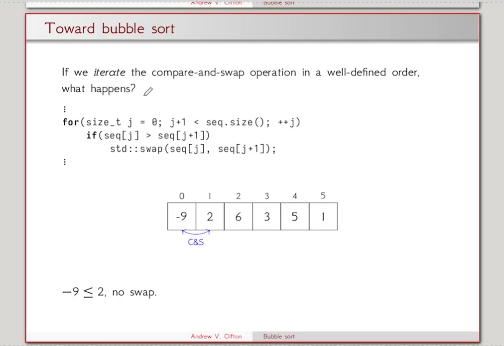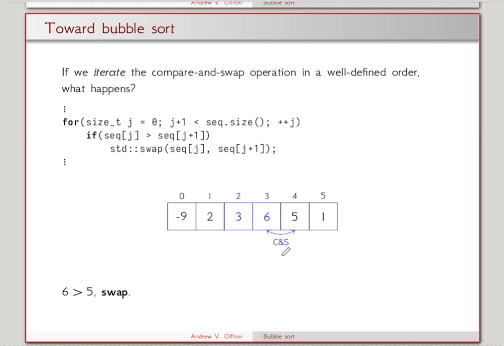So instead of picking elements at random, we're going to iterate the compare and swap in a well-defined order. We're going to start at index 0 and go all the way to the end. Let's do that on this sequence. We compare -9 and 2, and -9 is less than 2, so no swap. We compare 2 and 6, 2 is less than 6, so no swap. We compare 6 and 3, 6 is greater than 3, these are out of order, so we swap.